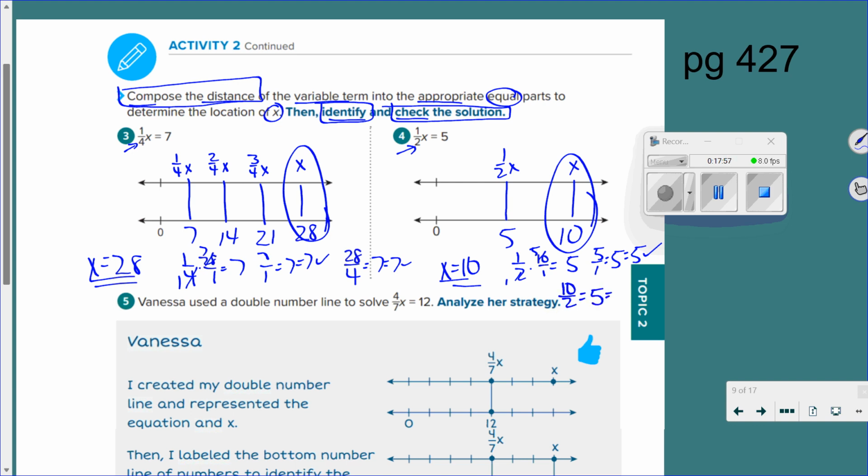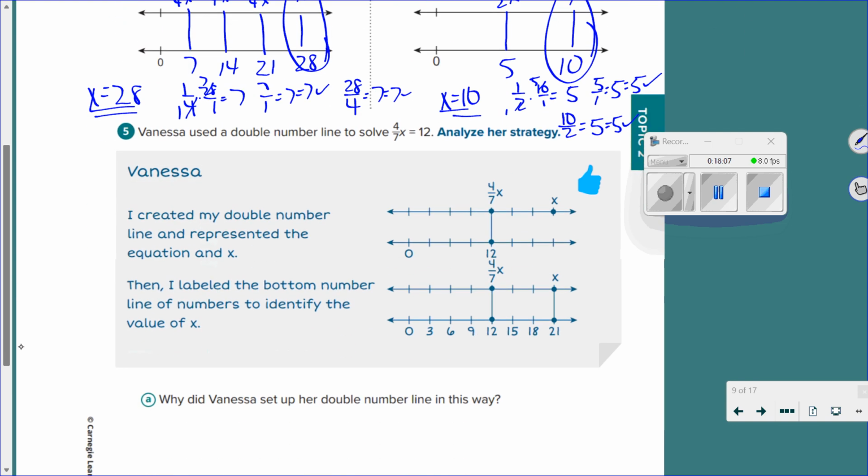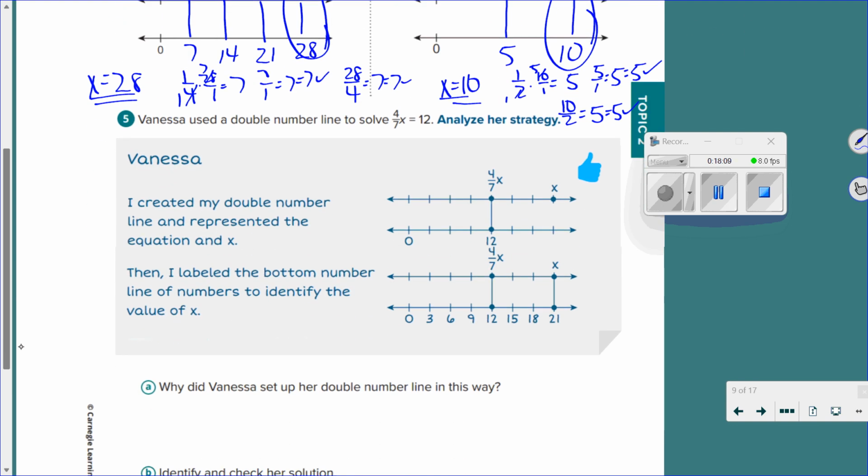Everybody tracking so far on how these work? Okay. So now we're going to throw in a little bit of a curveball. Vanessa used a double number line to solve 4/7 x equals 12. Analyze her strategy. She says, I created my double number line and represented the equation and x.